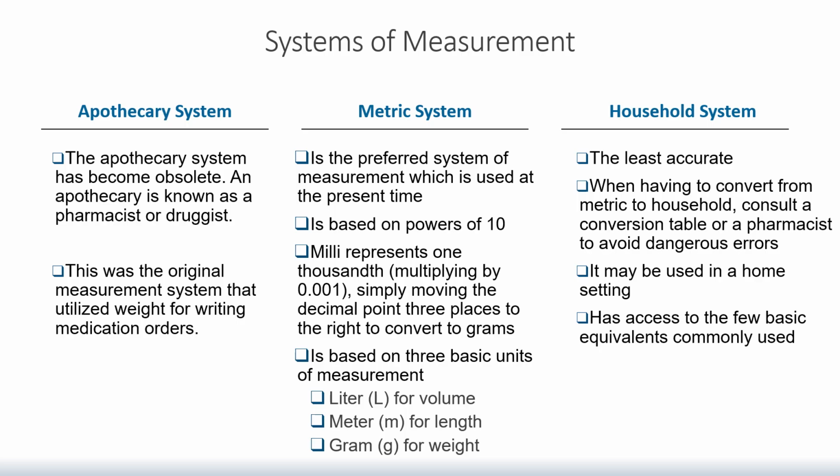Then there's the household system, and this is the least accurate. When having to convert from metric to household, consult a conversion table or a pharmacist to avoid dangerous errors. It may still be used in a home setting and has access to the few basic equivalents commonly used.